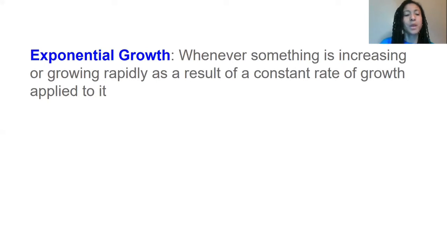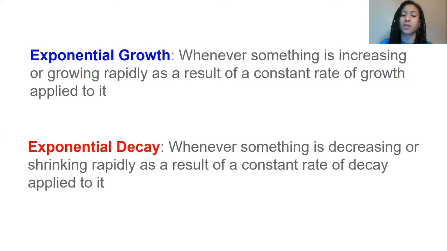Okay? Exponential decay is whenever something is decreasing or shrinking rapidly as a result of a constant rate of decay applied to it. So basically the same thing, but instead of it growing, it's shrinking. So when you get into like your science classes and you start to talk about half-life, right? It's basically cutting something in half from its previous state. So it doesn't necessarily mean it's constant rate of change, but as a multiplier of constant rate of change.